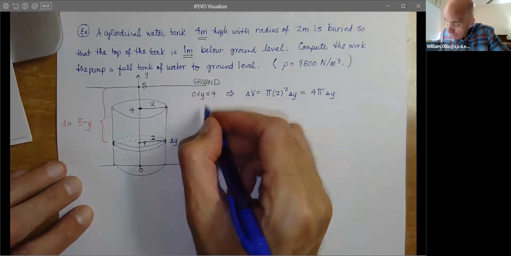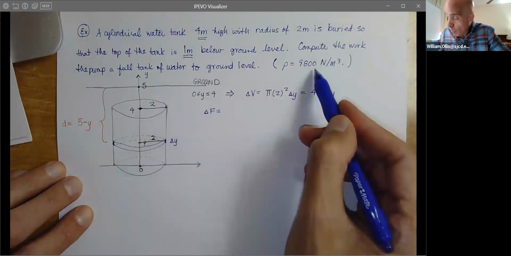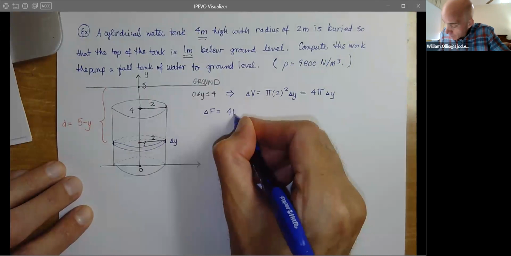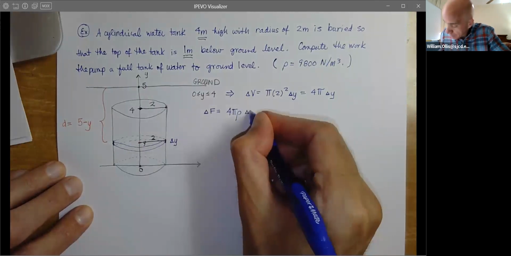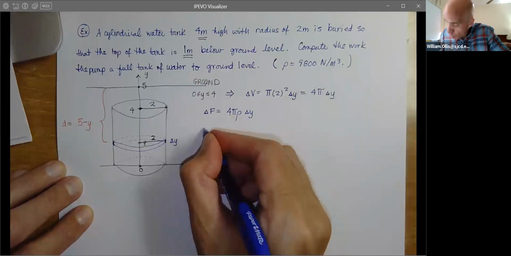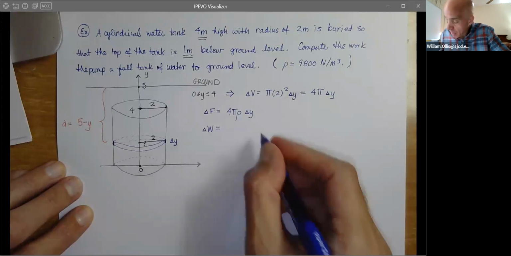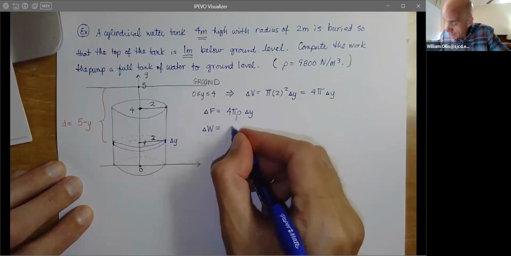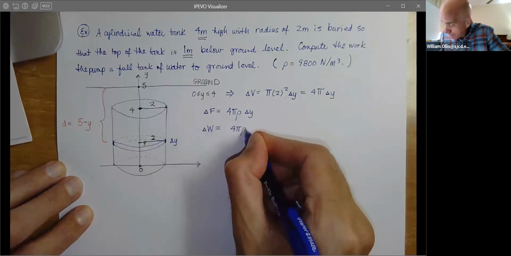So now the force will just be our weight density. So that's going to be 4 pi times the rho weight density delta y. So that will absorb the cubic meters. And so the work will now be the force over the distance. And so we've got this force here times the distance. So we've got what? 4 pi rho.